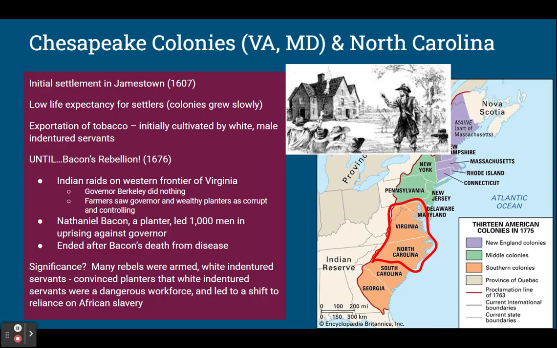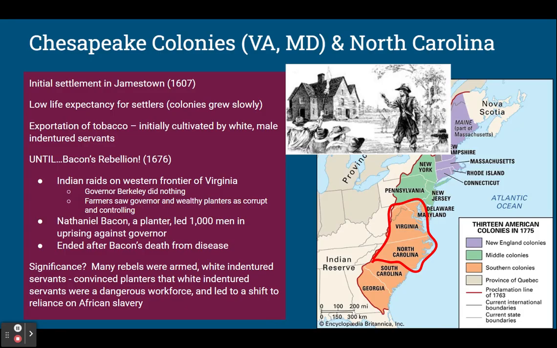And then the farmers really saw the governor and wealthy planters as sort of corrupt and controlling. This is really going to come to a head in 1676 when Nathaniel Bacon, who was himself a gentleman planter but fallen on hard times, led a huge revolt and uprising against the governor of 1,000 men. Lots of people died. And ultimately, it ended mainly because Bacon died from disease, as many people did in these areas, and many of his followers as well.